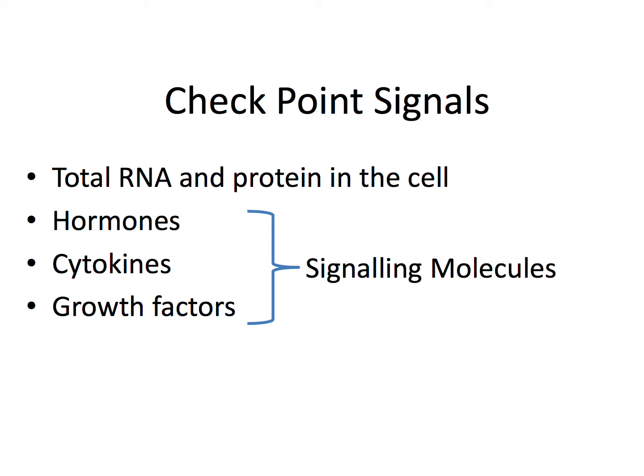Now during this process, there are a number of signals. The cell is constantly monitoring to make sure that RNA and protein is enough for the cell to carry out its normal functions. But there are also a number of signaling molecules, hormones, cytokines, growth factors in particular. And again, these are all really proto-oncogenes that can be mutated into an oncogene under certain conditions.